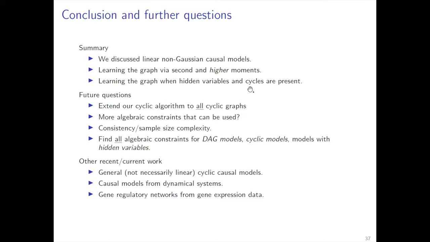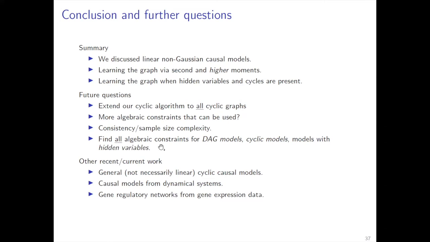So what are some future questions that we're interested in working on? Our algorithm only worked for a specific family of cyclic graphs. So we would like to extend it to all cyclic graphs. This might be hard, I don't know. We need some other magical constraints among the moments that will reveal some structure. So are there more constraints that can be used? We would like to prove that our procedure is consistent, and maybe see how many samples we need, or give some kind of asymptotic rate.